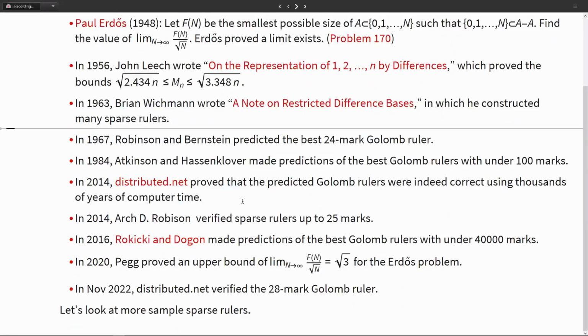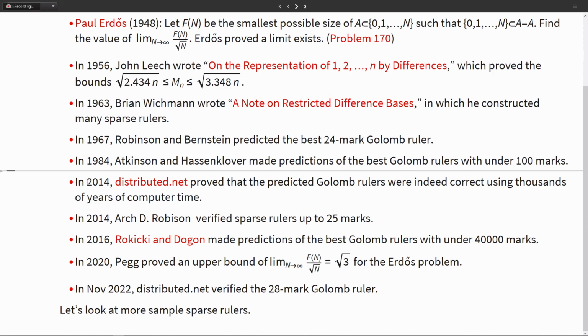Let's see. In 1967, Robinson and Bernstein predicted the best 24-mark Golomb ruler, and then in 1984, predictions were made for Golomb rulers under 100 marks, and we'll be getting to that.